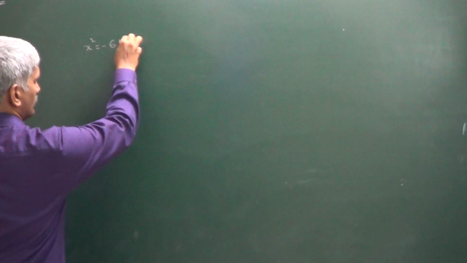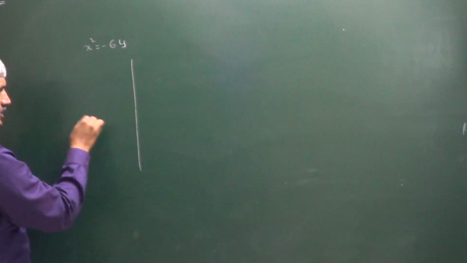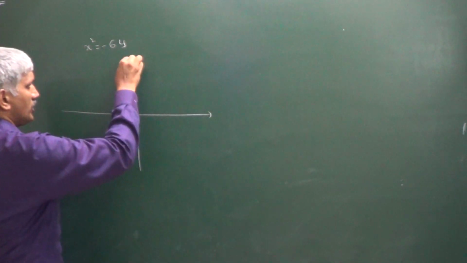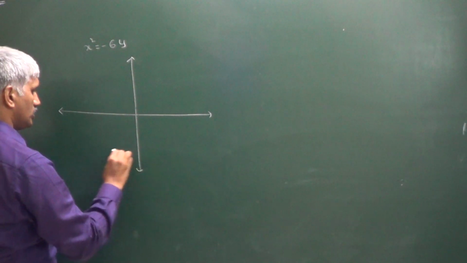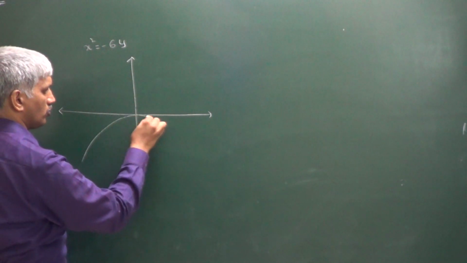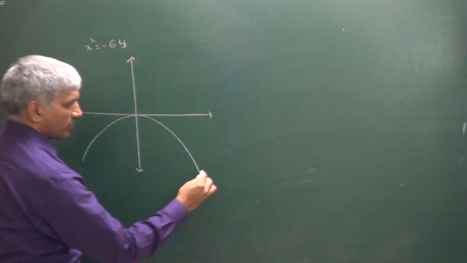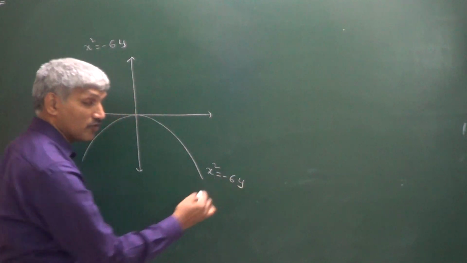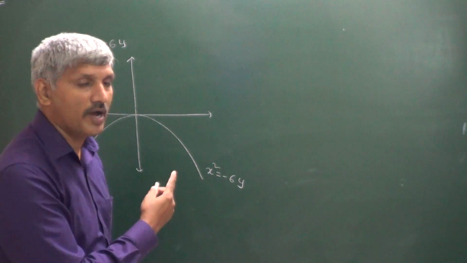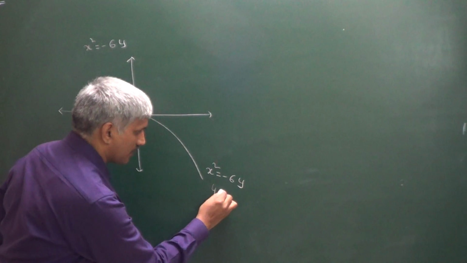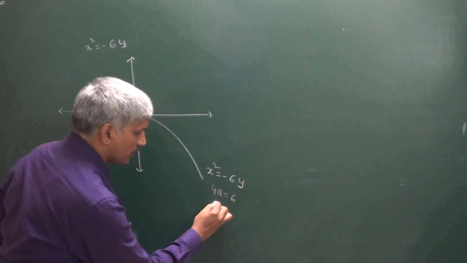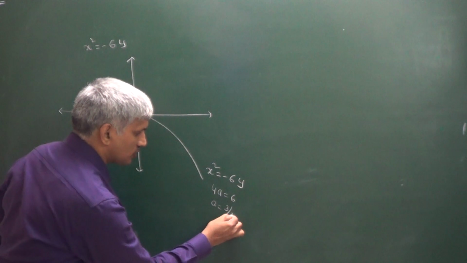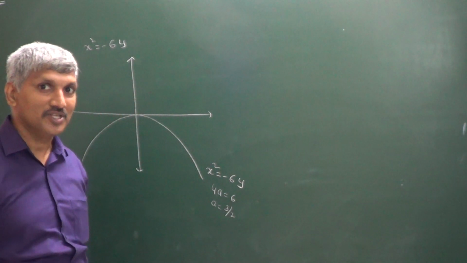The next question is x square is equal to minus 6y. This is a parabola which opens downward. It is in the form of x square is equal to minus 4ay. Therefore we get 4a is equal to 6, so a is equal to 3 by 2.